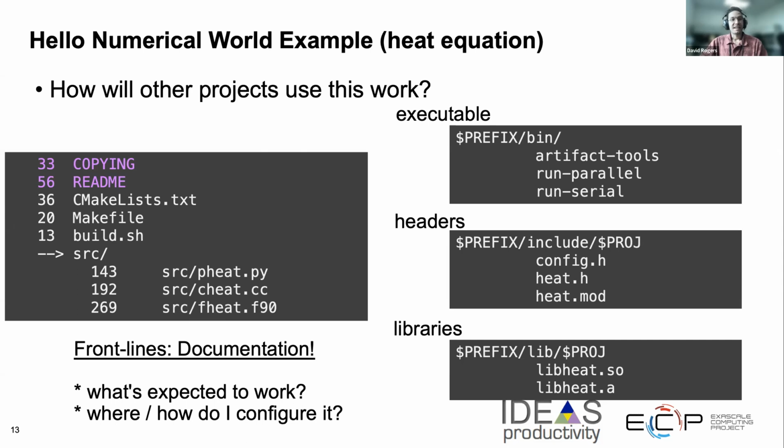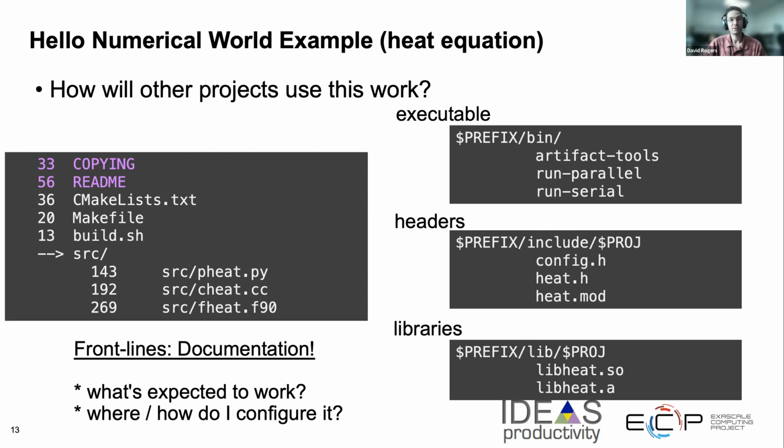First question to ask is, how will other projects use this work? I've got a heat equation solver that's going to do the time integration of heat along a one-dimensional line. Other downstream users will see this as executables that work with the artifacts that the code generates. If I've got an array of heat as a function of one dimension, then I'm going to have some tools that I release to deal with those. I might also have different serial and parallel run programs. Those would all go into prefix bin.